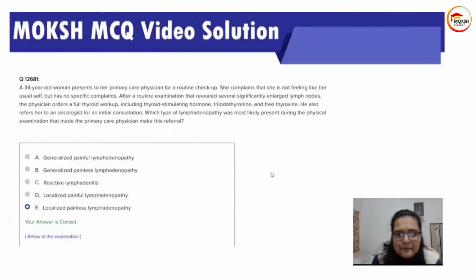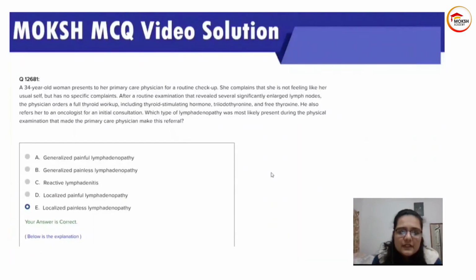So there is a routine examination. The physician found something wrong with the thyroid, probably a thyroid enlargement, and he asked the woman to go for an oncology referral, which means he was suspecting a thyroid cancer, right? Thyroid carcinoma, which had probably metastasized to lymph nodes.